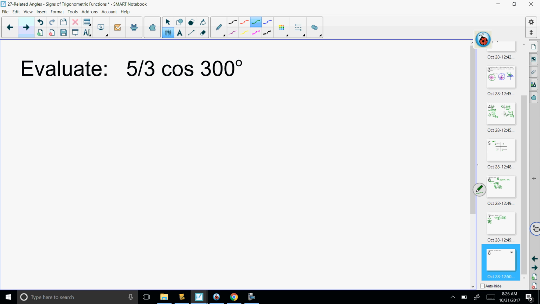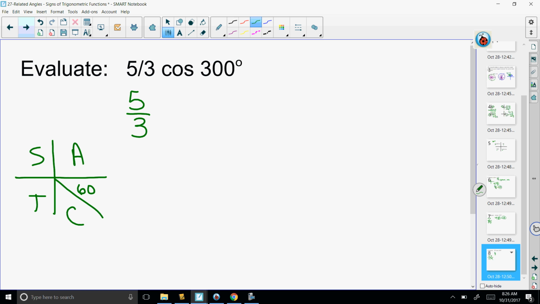Another example. So I'm going to have 5/3 times the cosine of 300 degrees. What quadrant is 300 degrees? Fourth quadrant. What's the reference angle? 60. All students take calculus. The question asks you the cosine of 60 degrees. Cosine is positive in the fourth quadrant. I put it down just to make sure I remembered that I dealt with the sign and took care of it, positive or negative. And the cosine of 60 degrees is 1/2. So your answer is 5/6.